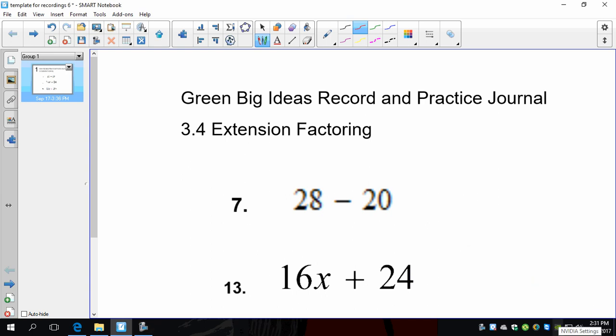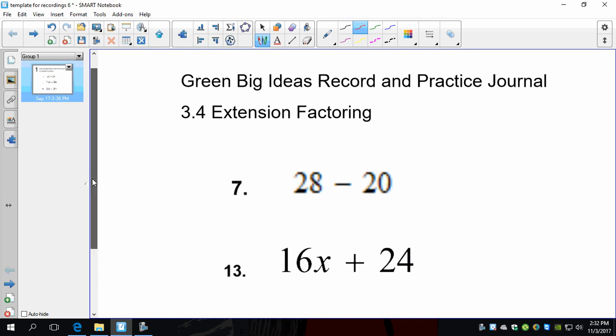All right, we're working from the Green Big Ideas Record and Practice Journal. Today we're doing 3.4, the extension in 3.4, and it is factoring. What we're trying to do is use the distributive property and factor out what they have in common.